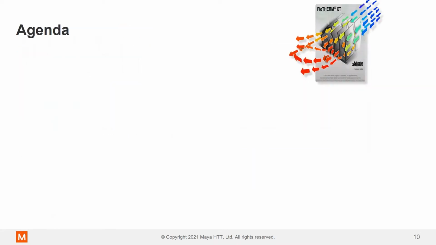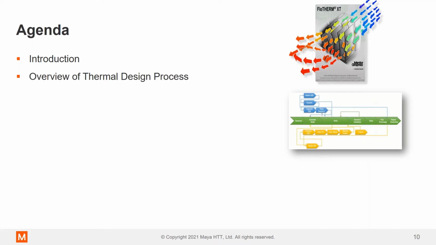So in today's session, we will address a lot of these challenges. We will learn how we can use FlowTherm XT at any stage, be it from conceptualization to manufacturing, to improve the product quality, reliability, and time to market as well. So the agenda for today's session, we're going to introduce FlowTherm XT to you, an overview of the thermal design process with a traditional way of setting up a simulation, and then comparing it with the FlowTherm XT way of setting up a simulation for electronics cooling.